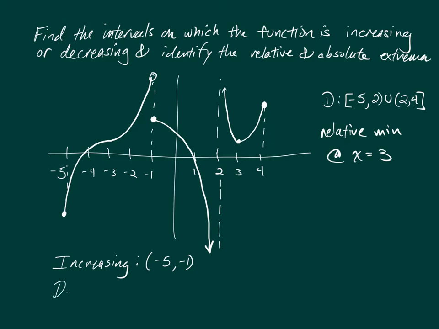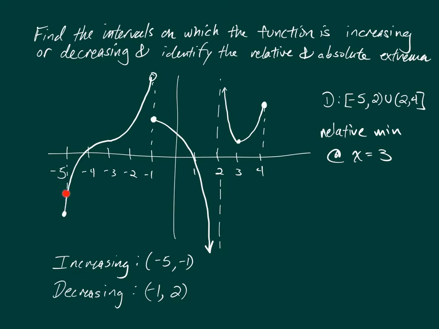But the x values on which this function is decreasing for this little portion start at -1 and go all the way over to 2. So -1 to 2. All right, and then we have this vertical asymptote here. So that means we have to take a break.